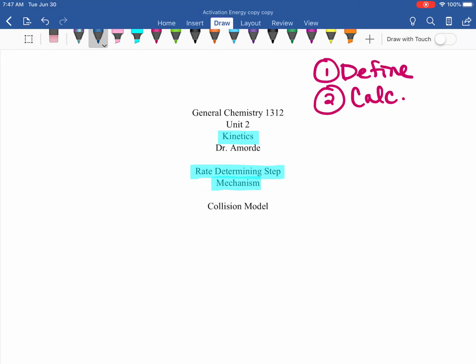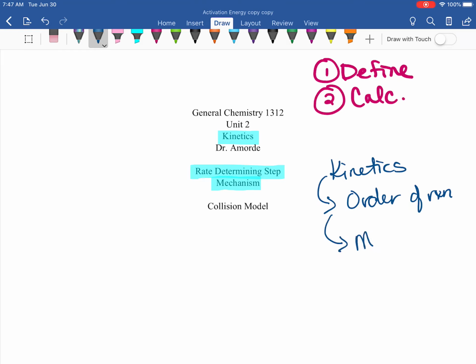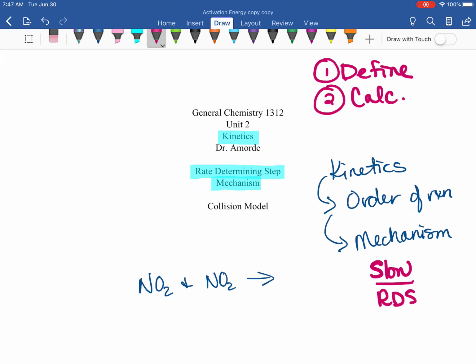We just ended in learning that our kinetics can give us our reaction order. So let's make a little chart here. We can get to the order of our reaction, and then from that order of our reaction, we can get to ideas in a mechanism. So for example, we saw in our last video, what if we have two NO2s and they need to collide? In other words, this was our slow step. That slow step was our rate determining step, and it was second order.